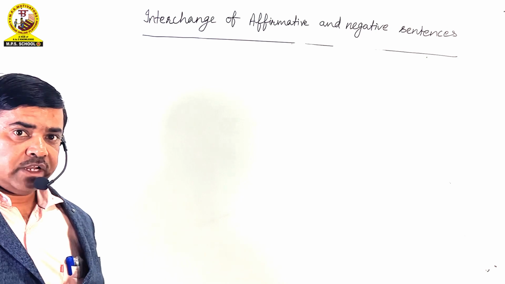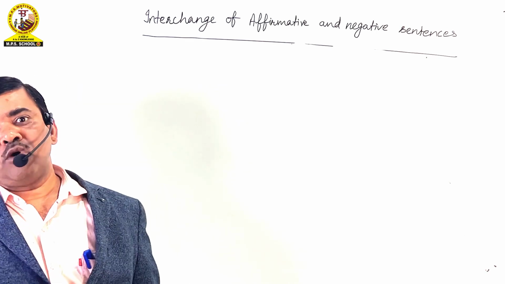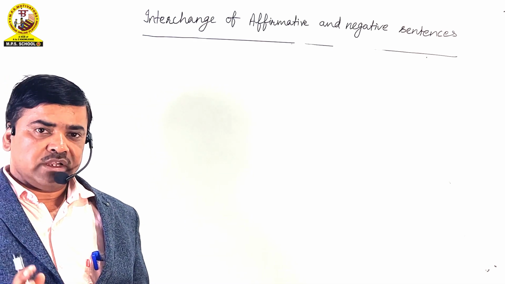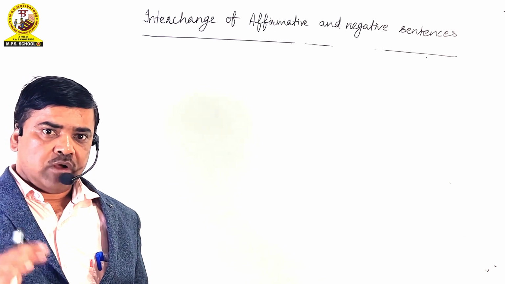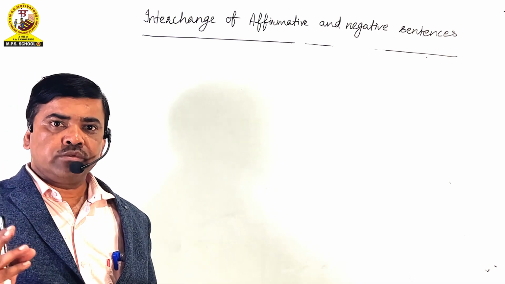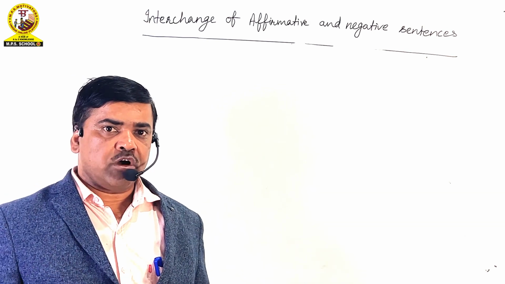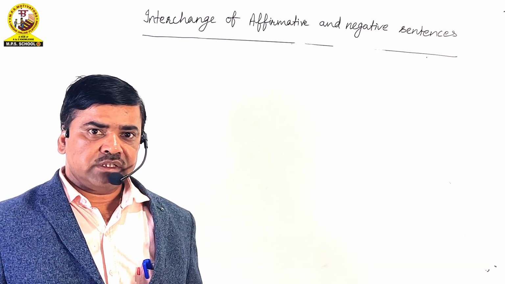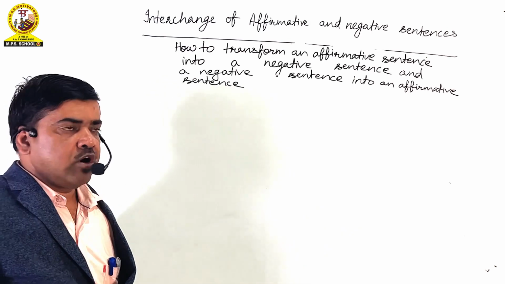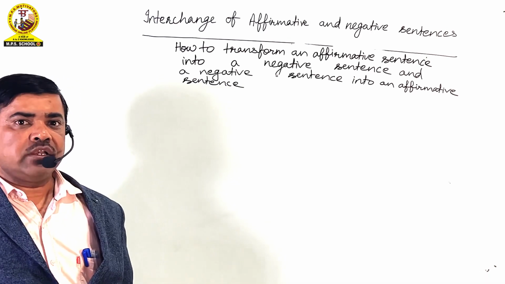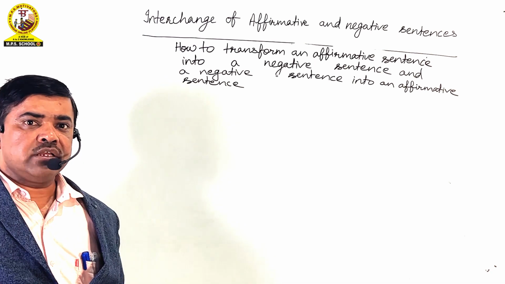To transform affirmative sentences into negative sentences, we have to use some negative words, and to transform negative sentences into affirmative sentences, we have to just remove the negative words from the sentence and use affirmative words. And there are also some certain rules to learn how to transform affirmative sentences into negative sentences and negative sentences into affirmative sentences. Let us start learning those rules. So friends, let us start learning rules.